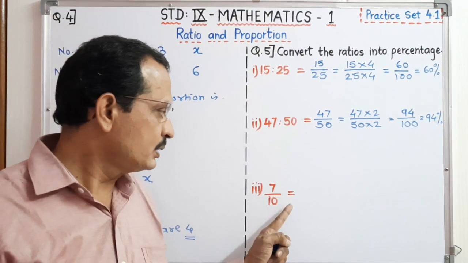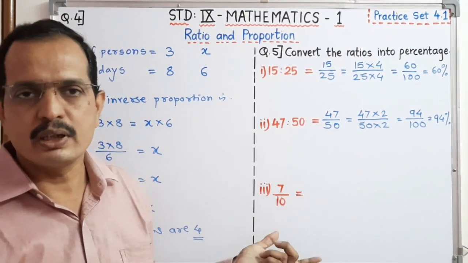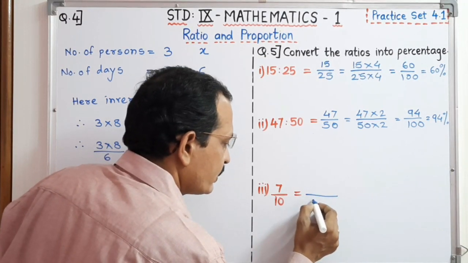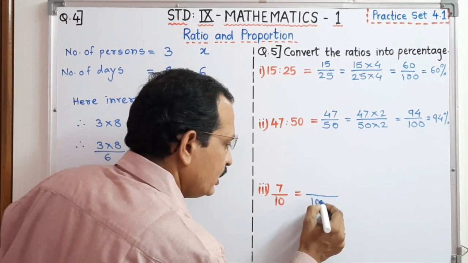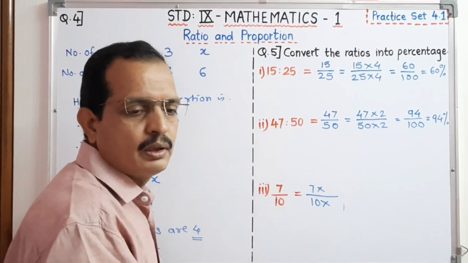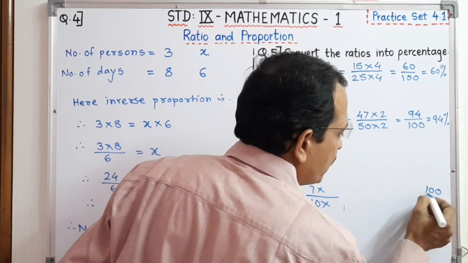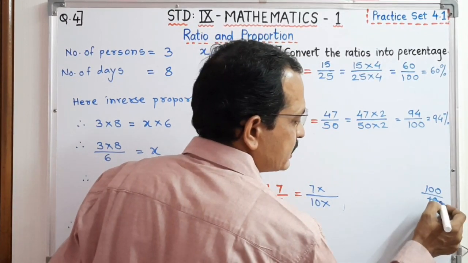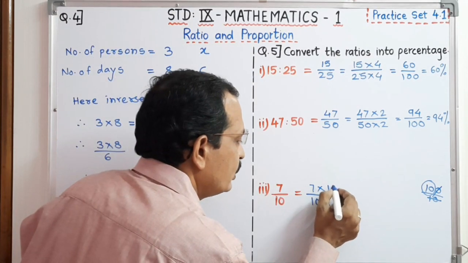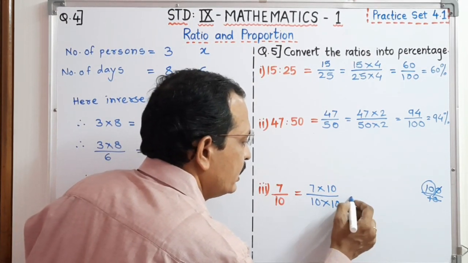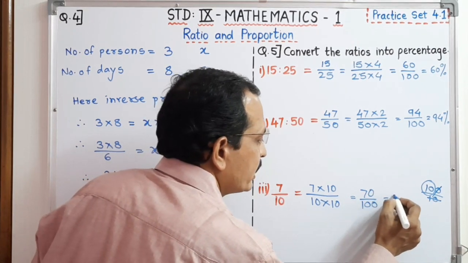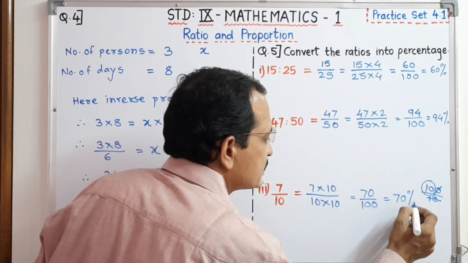Now see the third one. It is 7 upon 10. Very simple. Dear student, here we can write 7 upon 10, 10 into and 7 into. Which is that number? See here. For that, 100 divided by 10, the 0s get cancelled, we get here 10. Therefore, 10 into 7, 10 into 10, it is 70 upon 100, or we can say 70%.